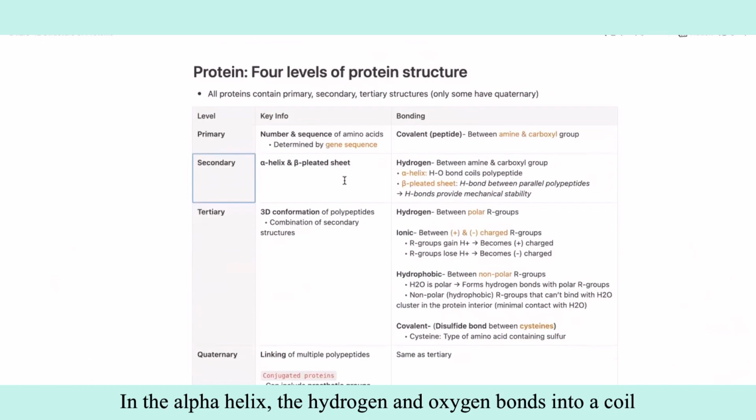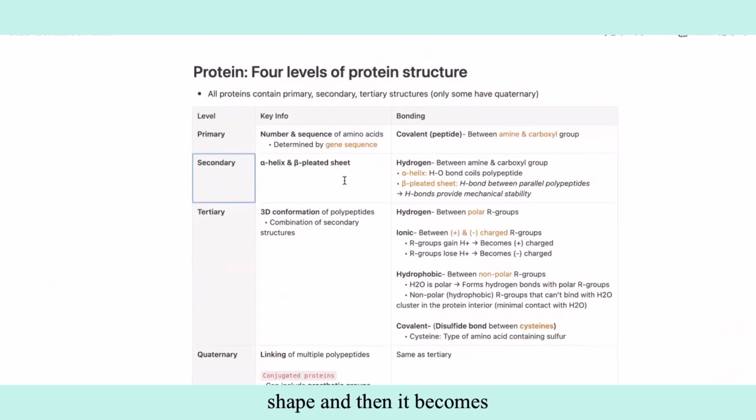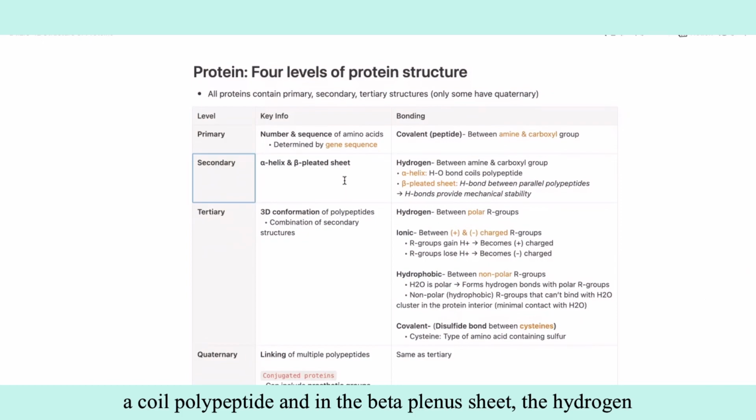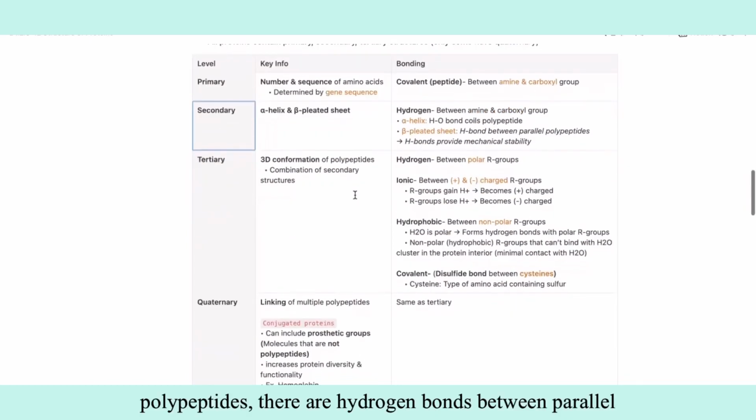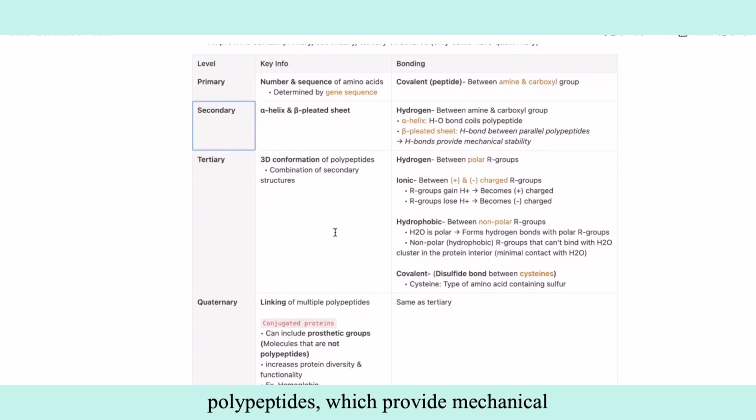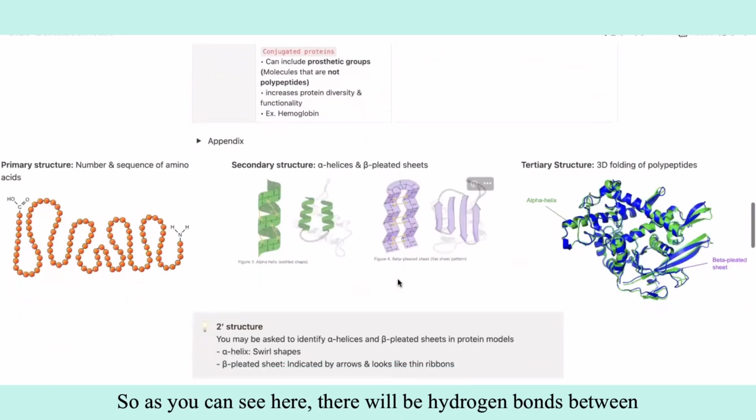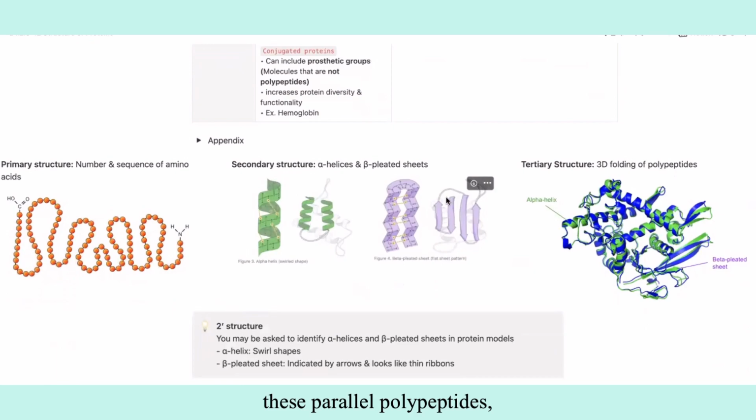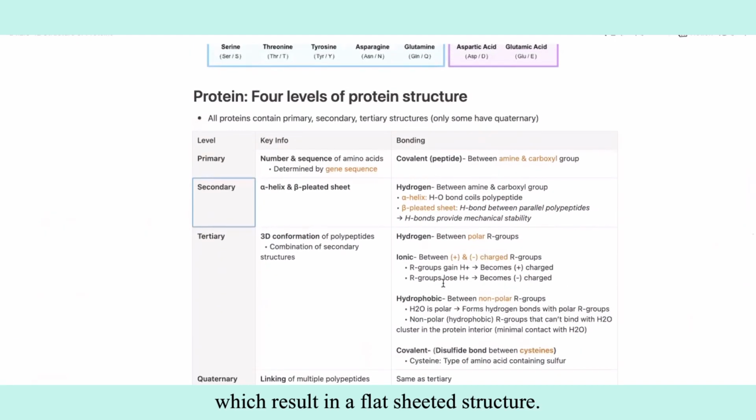In the alpha helix, the hydrogen and oxygen bond into a coil shape, and then it becomes a coiled polypeptide. And in the beta pleated sheet, there are hydrogen bonds between parallel polypeptides, which provide mechanical stability. So as you can see here, there would be hydrogen bonds between these parallel polypeptides, which result in a flat sheeted structure.